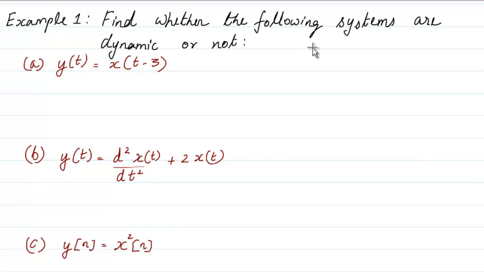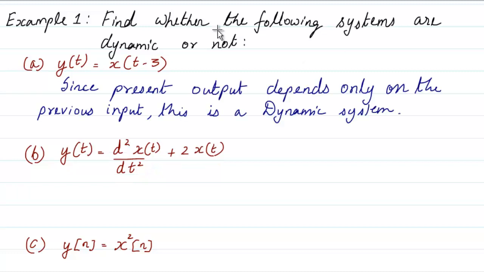Find whether the following systems are dynamic or not, that means whether they are static or dynamic. So here, how do we write this? You can see very clearly that the present output depends only on the previous input, that is x of t minus 3. So I will write: since the present output depends on a previous input, this is a dynamic system.